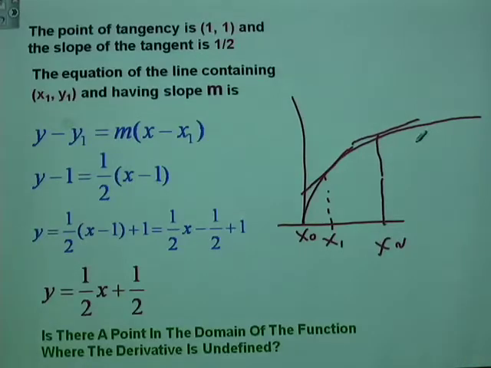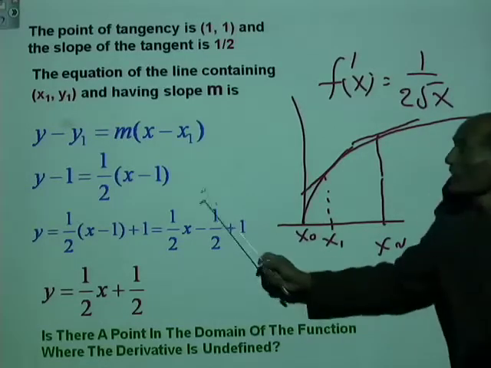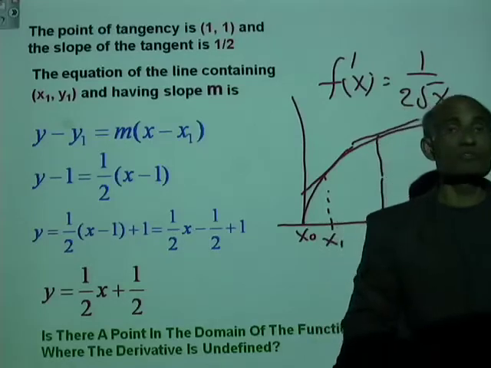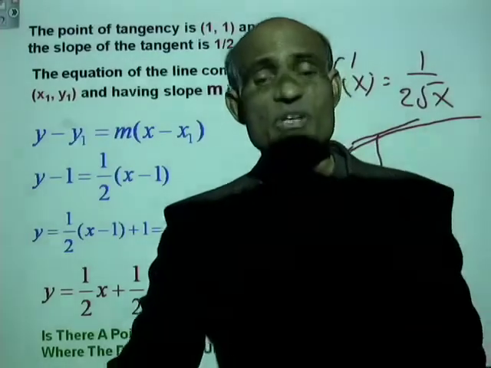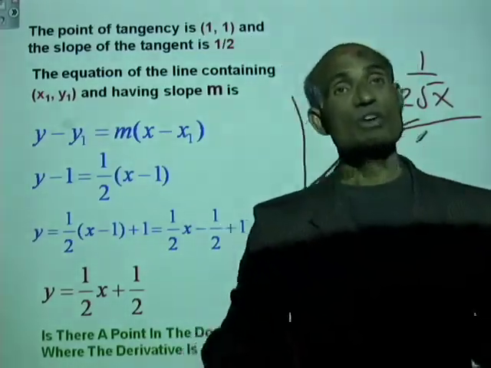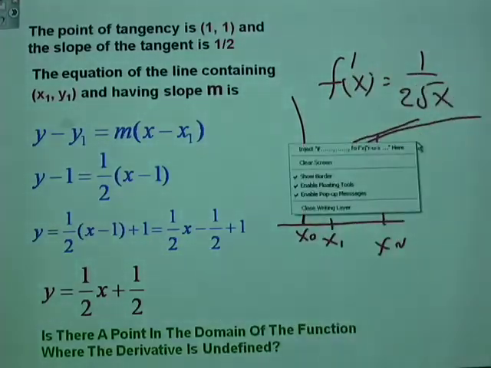Well, you can also say that the derivative f prime of x equal to 1 over 2 square root of x. And because that x is in the denominator, at x equal to 0, the derivative is undefined. So, in the case of f of x equal to square root of x, when x equal to 0, the derivative is undefined. Now, there are similar cases. Let's also look at a couple of other cases where the derivative is undefined at certain points.